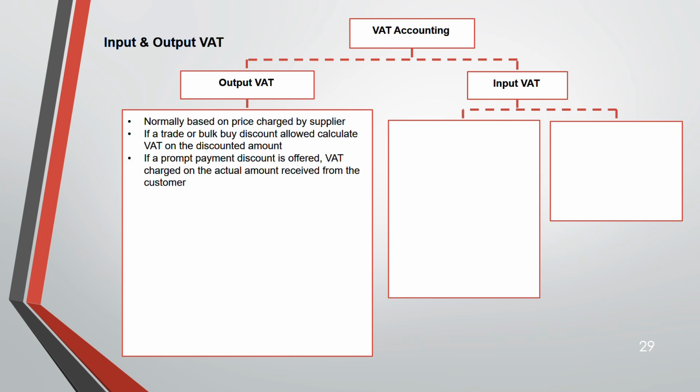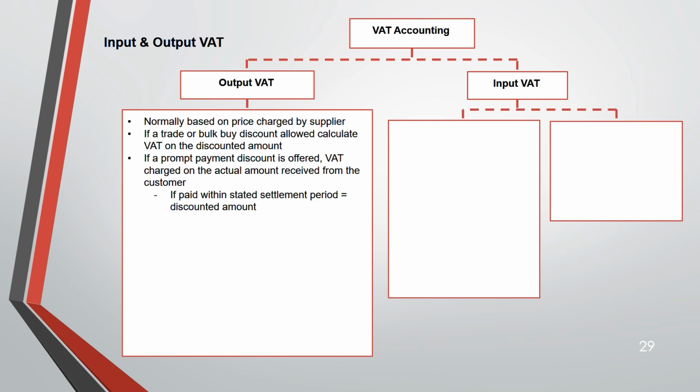If there's a prompt payment discount, what is a prompt payment discount? It means you are saying that you are going to give this discount if the customer pays early. Okay, that is known as a prompt payment discount. So if a prompt payment discount is offered, VAT is charged on the actual amount received from the customer. Here you can't say on the discounted amount. Why? Some customers might pay on the discounted amount, some customers might pay late and might not get the discount. That's why VAT will be charged on the actual amount received from the customer.